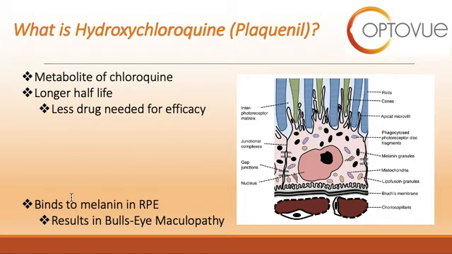So if you recall the retinal anatomy and we look over here at Bruch's membrane, right above Bruch's membrane we have the retinal pigment epithelium. The retinal pigment epithelium is made up of melanin, or pigmented cells. So when we take Plaquenil, it binds to the melanin granules, and that is why, again, we see a clinical manifestation of bullseye maculopathy.